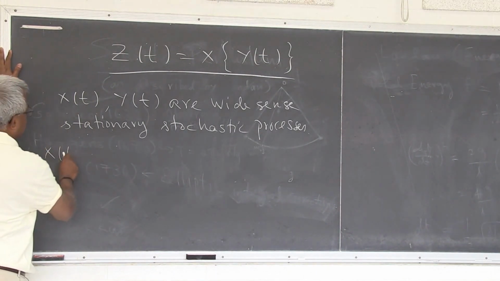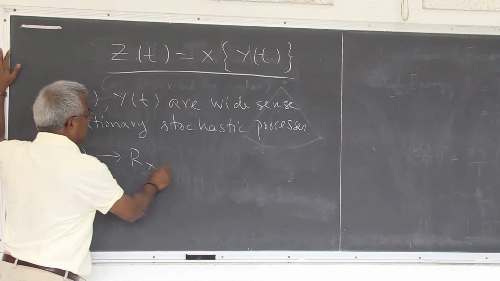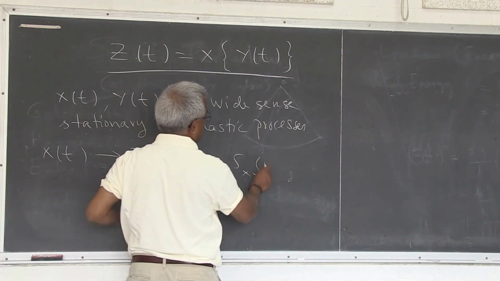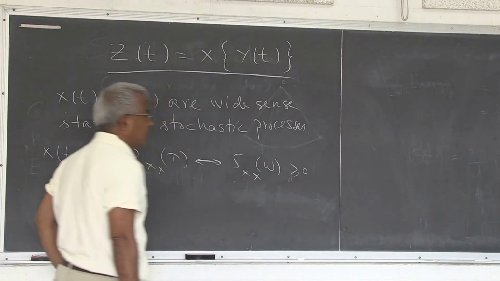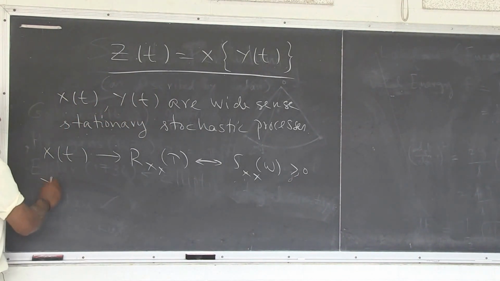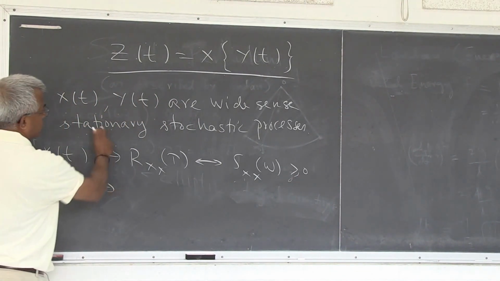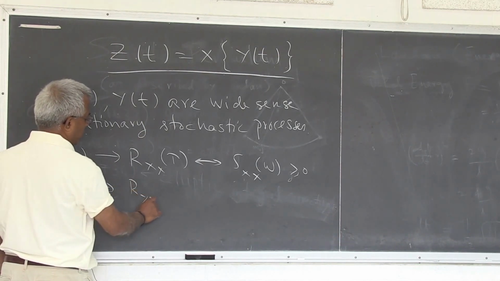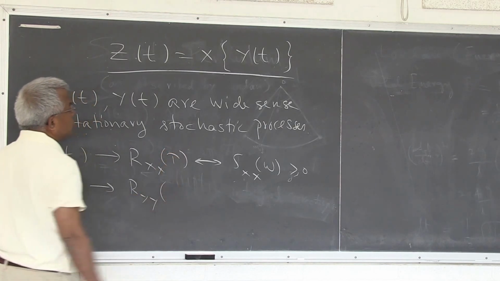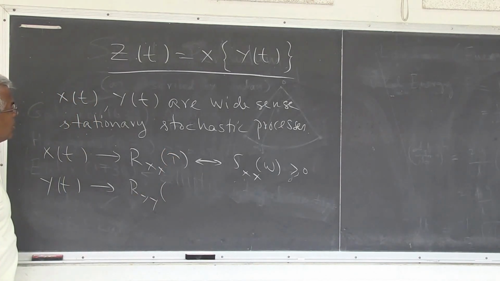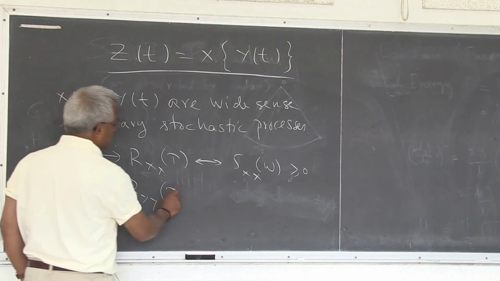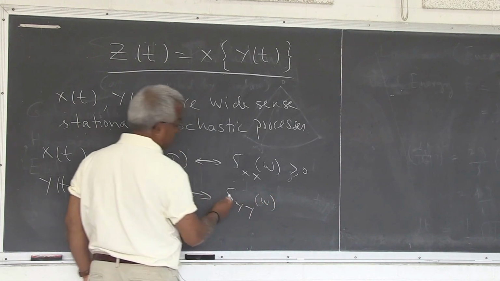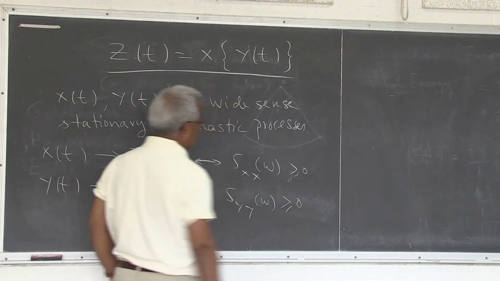So x of t, let's say, has an autocorrelation function rxx tau, and a power spectrum sxx omega, because it is given to be wide-sense stationary. Same thing, let's say, with y of t. y of t is, of course, also wide-sense stationary, with autocorrelation ryy, and I'm going to assume that x of t and y of t are also independent. The Fourier transform of the autocorrelation gives the power spectrum of y of t.